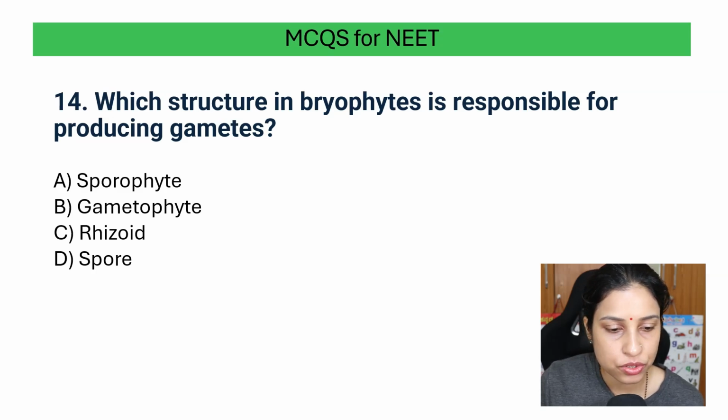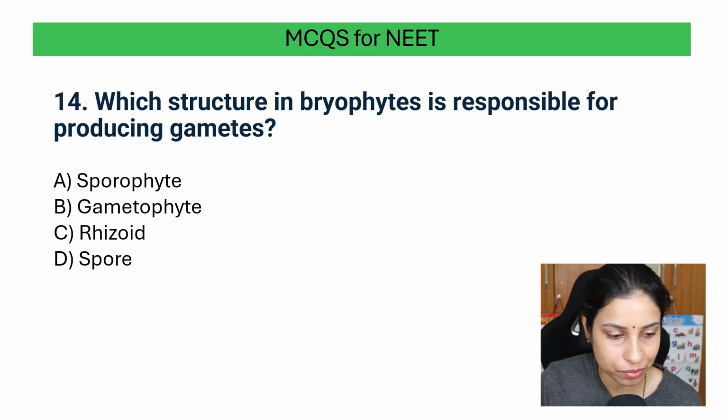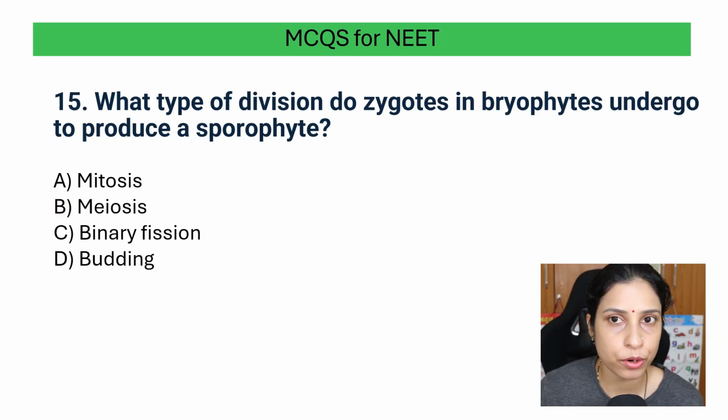Then, which structure in bryophyte is responsible for producing gametes? Where are the gametes produced? Sporophyte, gametophyte, rhizoid, spores. B, gametophyte phase. In the gametophytic structure, the gametophytic stage, they produce the gametes. Male and female gametes are produced.